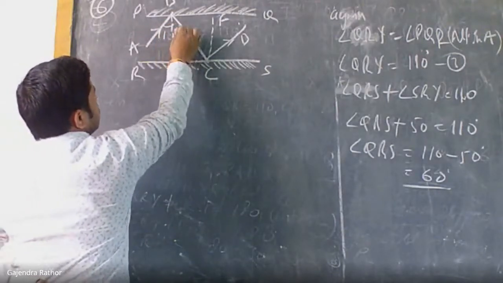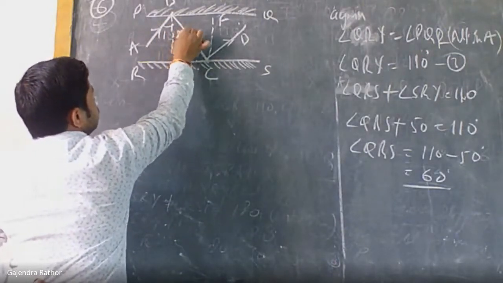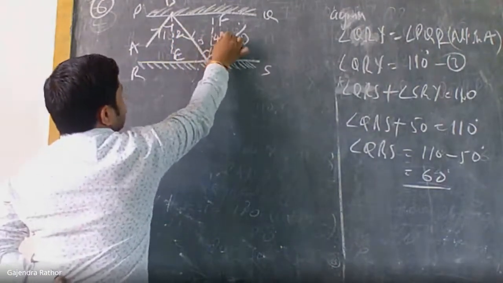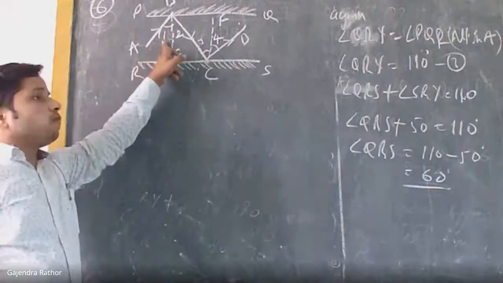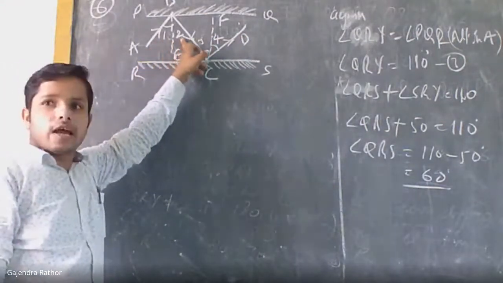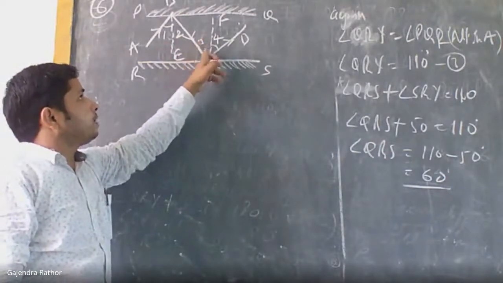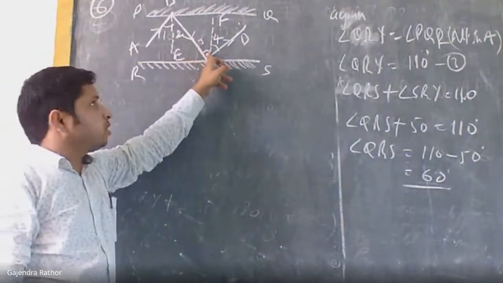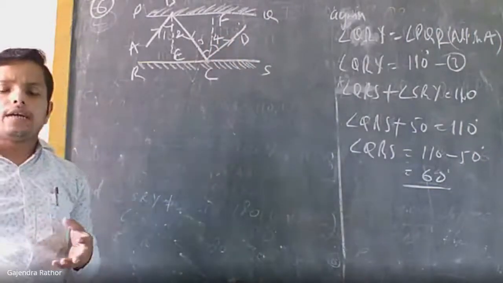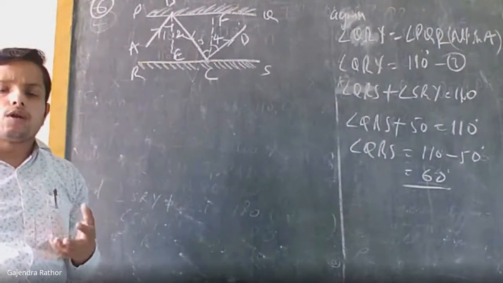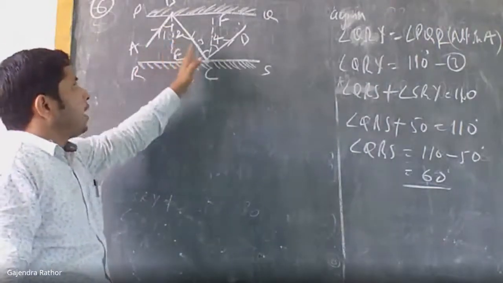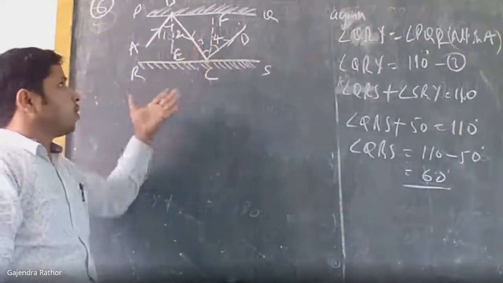1, 2, 3 and 4. Angle 1 is the angle of incidence, angle 2 is the angle of reflection, again angle 3 is the angle of incidence, and angle 4 is the angle of reflection. And we know that the angle of incidence will be equal to the angle of reflection. So angle 1 is equal to angle 2 and angle 3 is equal to angle 4.